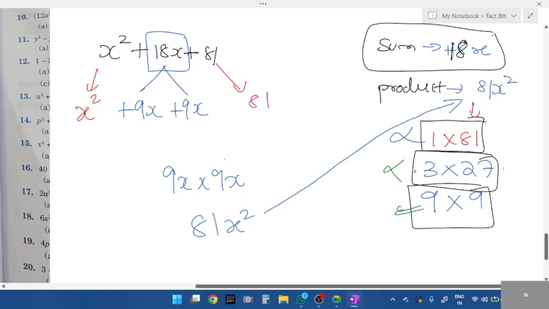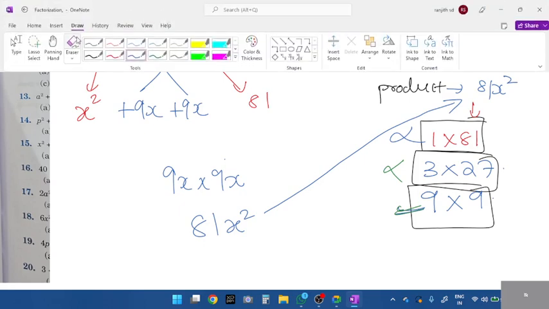So what is the required pair we need? What is the required value we need? 9 and 9. That is what you split the middle term into. This is how you solve. So I'll repeat, don't write, students, don't write. It might take some time to understand. I'll explain once again.